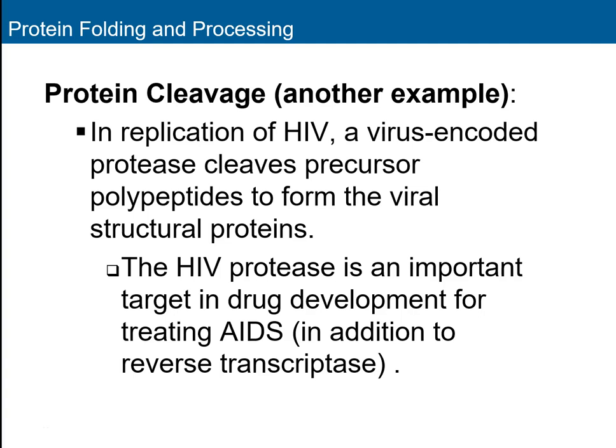All right, another example, replication of HIV. There is a virus-encoded protease which will cleave precursor polypeptides to form the viral structural proteins. So if that cleavage of these precursor polypeptides doesn't occur, then those viral structural proteins won't be able to be made. So this HIV protease is actually an important target in drug development. You can target this protease, which is specific to the virus, it's virus encoded, and it will stop the larger polypeptides from being cleaved to make those fully functioning structural viral proteins, okay?